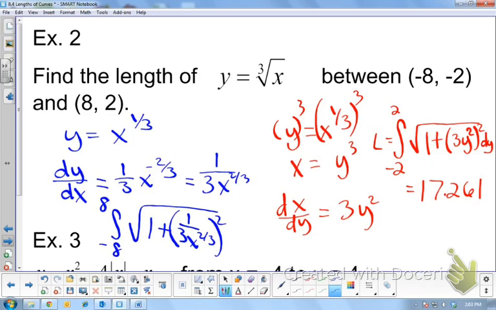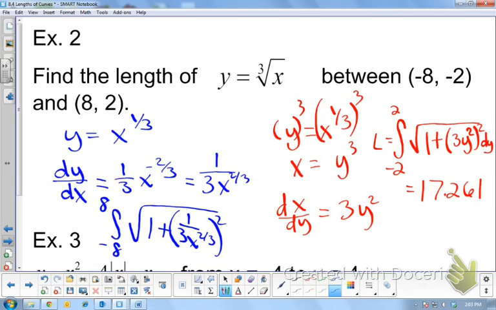I plugged that in, it still gave me 17.261, but it had a little yellow triangle with an exclamation point to the left, and it said, you may not want to trust this answer, basically. I forget the exact words, but it said something about this might not be right.